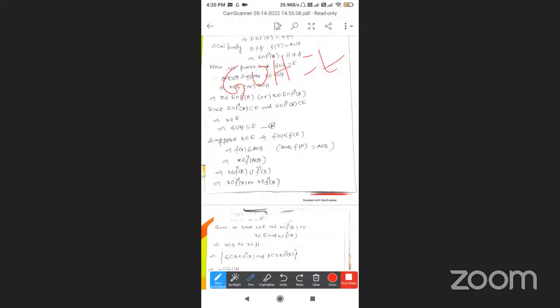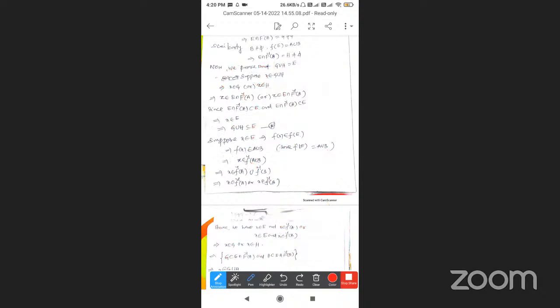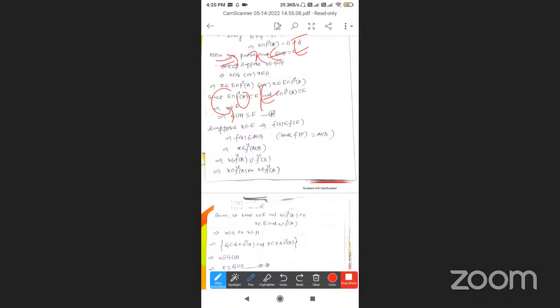Taking the left-hand side, let x belong to G ∪ H. Therefore x belongs to G or x belongs to H. That is, x belongs to E ∩ f⁻¹(A) or x belongs to E ∩ f⁻¹(B). So therefore x belongs to E. What happened? G ∪ H is a subset of E, in our star equation.